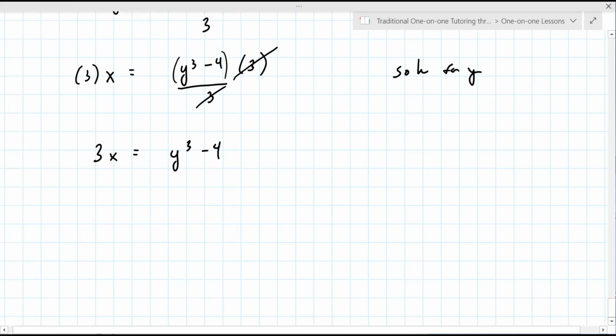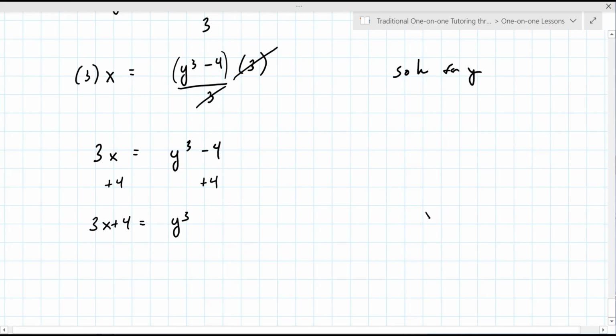Okay, so now we're trying to get to y. So you undo, add the 4. That's right. So let me have 3 times x plus 4 equals y cubed. Now, how do you undo a cube? Do you recall that? That's the square root. Well, this one's different. It's a 3. It's not a square. Then I have no idea.